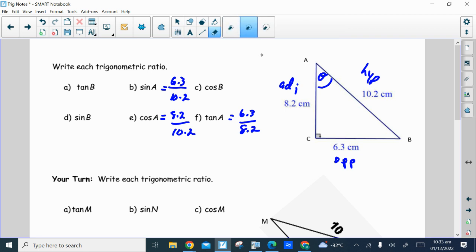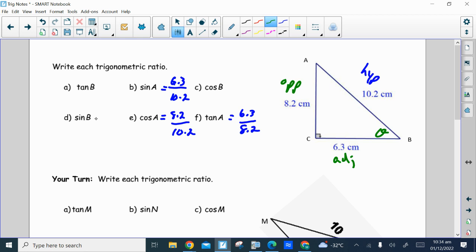Now if we're going to switch gears and do angle B instead. Now B will be theta. That doesn't change the hypotenuse. It's always the side across from the right angle. But now the side across from the angle that we're working from, 8.2, now that becomes the opposite, and we're left with 6.3 to be the adjacent.